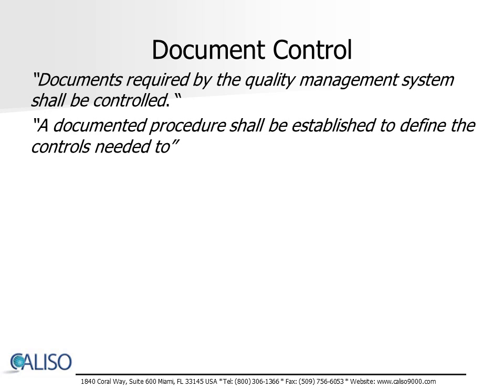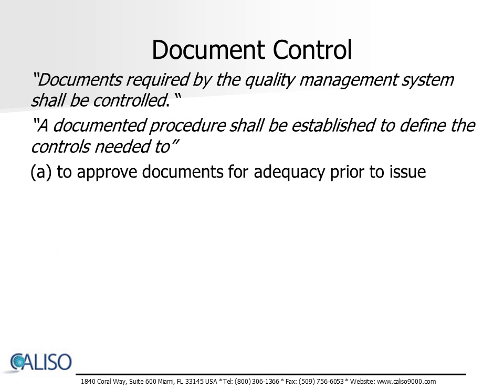Documents required by the quality management system shall be controlled. The word shall means that it is an absolute requirement and your company must have a document control procedure. A documented procedure shall, there's that word shall again, be established to define the controls needed to, and here is where the list of the 7 specific requirements begin: to approve documents for adequacy prior to issue.